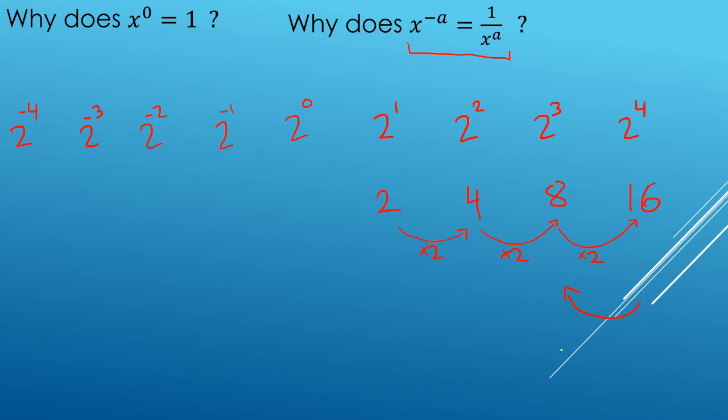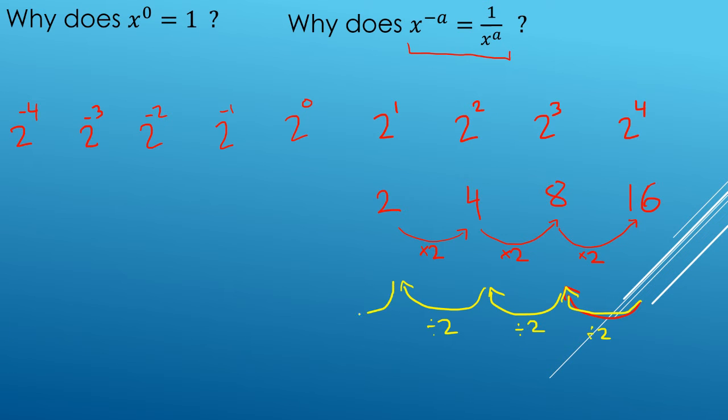To go from 16 to 8, you're dividing by 2. Does that work for all of them? So I'm going to write this, divide by 2. 8 divided by 2 is 4. 4 divided by 2 is 2. And then we need to continue that pattern leftward to find out 0 power and negative exponents.